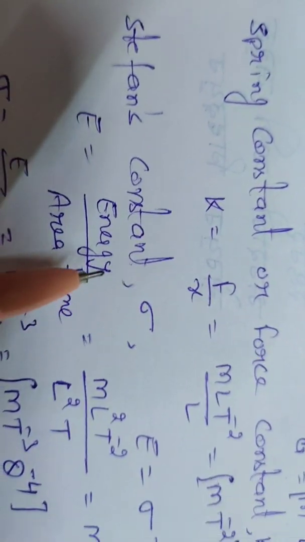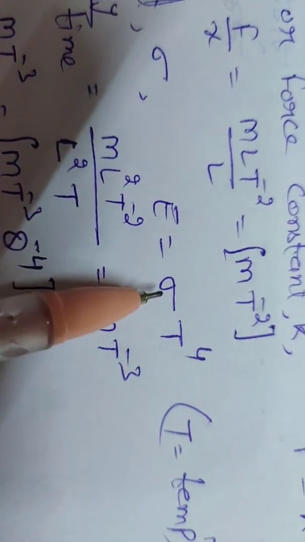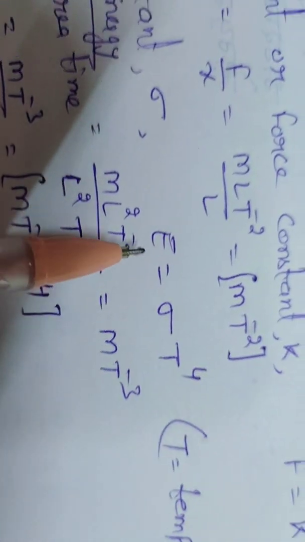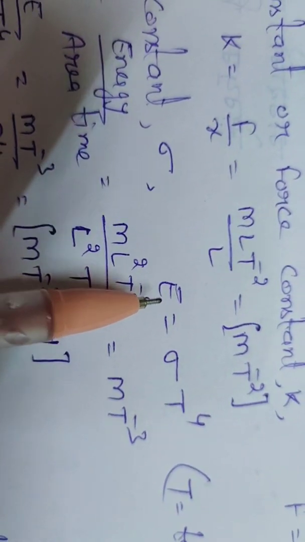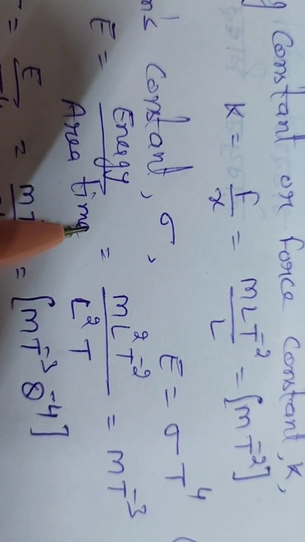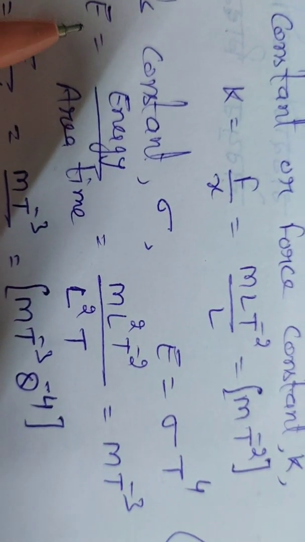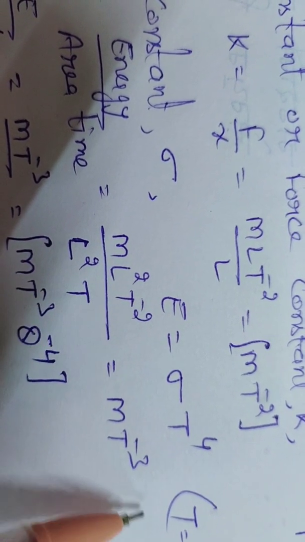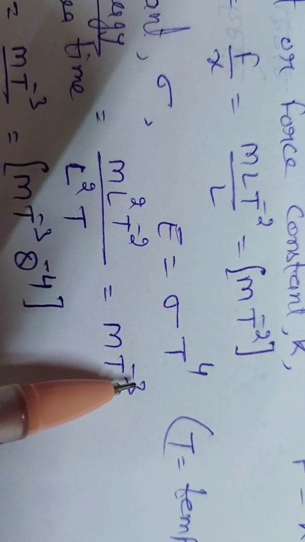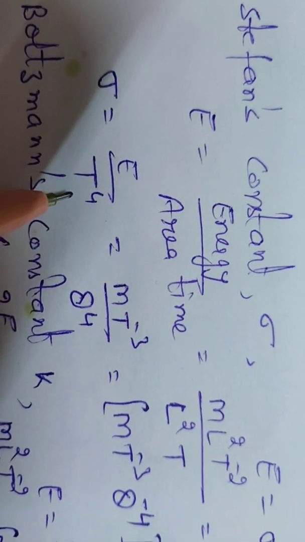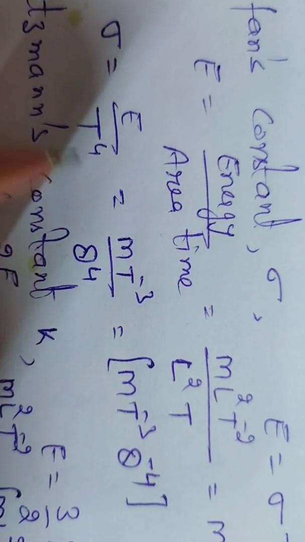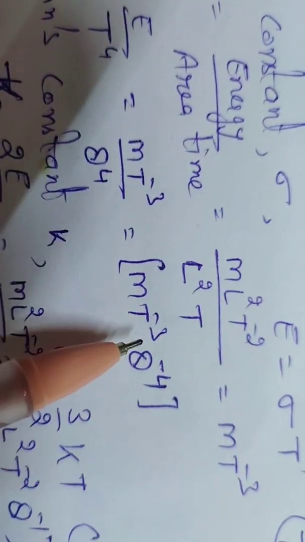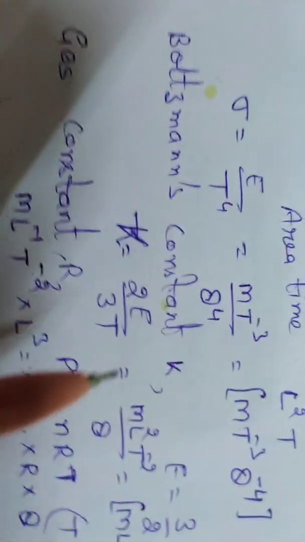Stefan's constant, this is defined as energy E is equal to sigma T power 4, where T is the temperature, where this E does not stand for only energy but energy per unit area per unit time. First calculate E: M L square T minus 2 divided by L square T. I got the formula M T minus 3. So sigma will be equal to E by T4, E is M T minus 3 divided by, let us say the dimension formula of temperature is theta. So this is M T minus 3 theta minus 4.